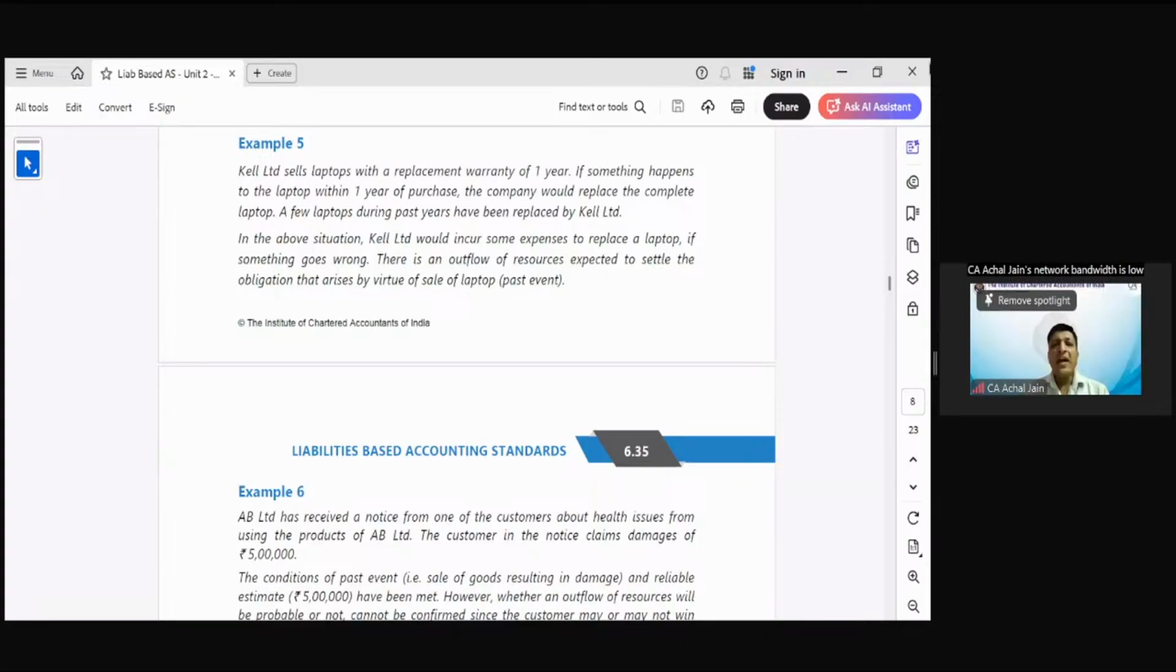Priyanshi is asking, for security only we make a provision so that in future a sudden expense should not arise. No, I won't say it's a kind of security. You are recording an expense because the company has incurred that cost. That's why it's required to be recognized. Otherwise, it should not be recognized. Priyanshi, are you clear on this? Okay. Clear?